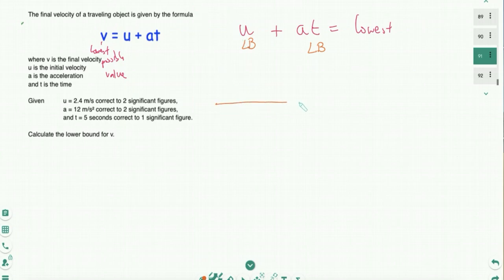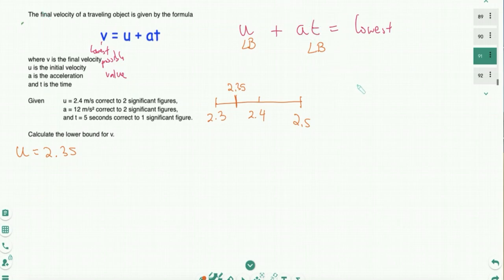So u is 2.4 to two significant figures. The first significant figure, the second significant figure. The second significant figure is a tenth. So we're going to add a tenth to both sides: 2.5, 2.3. And we've got to find the lower bound, so here, 2.35. So our value for u is going to be 2.35.